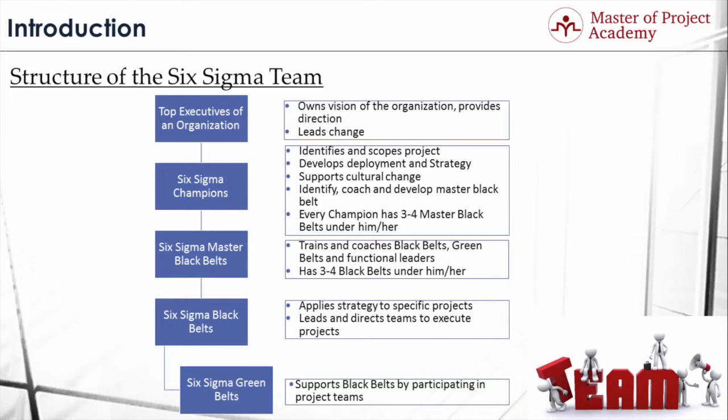In most organizations, a sponsor or a champion is the one who oversees a Six Sigma project and is accountable to the top executives for the success of that project. Six Sigma champions identify and scope the projects, develop deployment and strategy, support cultural change, and identify, coach, and develop master black belts. Each champion has 3 to 4 reporting master black belts.